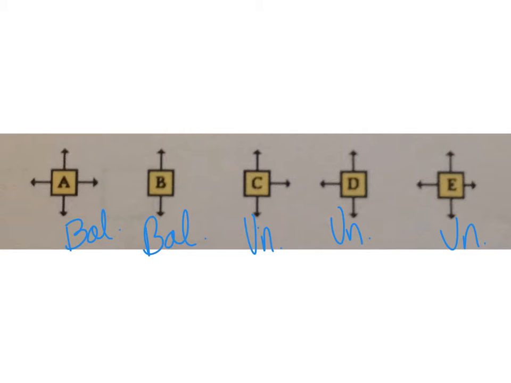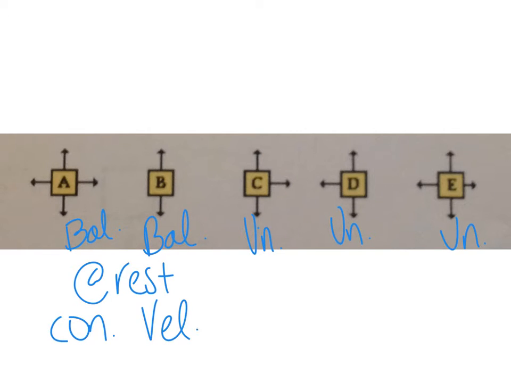All right, so movement-wise, our 2 balanced ones could either be at rest, not moving, or they could be moving at a constant velocity. Constant velocity, right? For both of those balanced ones. For all of the unbalanced, they have to be moving, and they're going to be moving with acceleration.